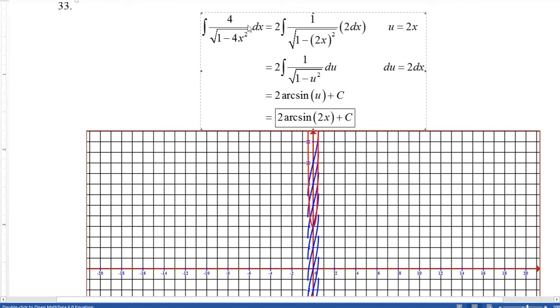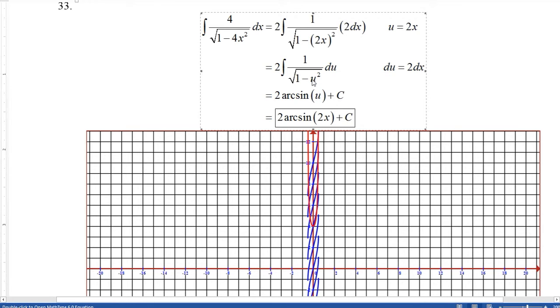We put a 1/2 out front, put the 4 out there with it. 4 times a half is 2. So that 2 times 2 is 4, back where we started. And then the thing to watch is that 4x squared is 2x squared. So when we do our substitution, this becomes 1 over the square root of 1 minus u squared du, that we take the antiderivative of. We got the 2 out front. Now that's pretty good, because that's actually the antiderivative of arc sine of u.